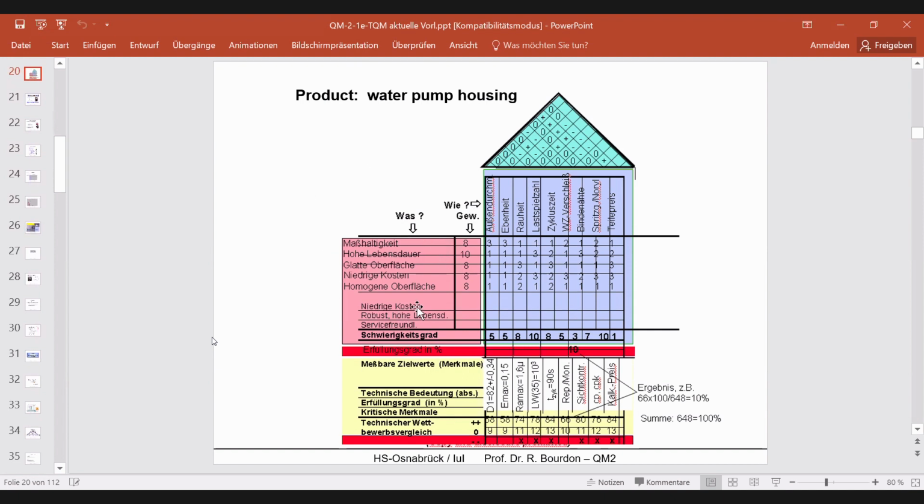It is an example of a water pump housing. Here you see the requirements of the customer, and I will translate this here. This is the dimension precision. This is a high lifetime of the pump housing, a smooth surface, low costs, and an equal surface. No differences in the surface on special areas of the part.